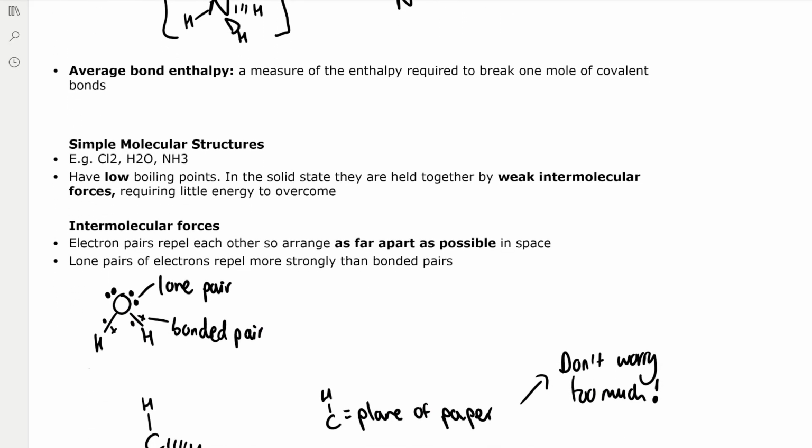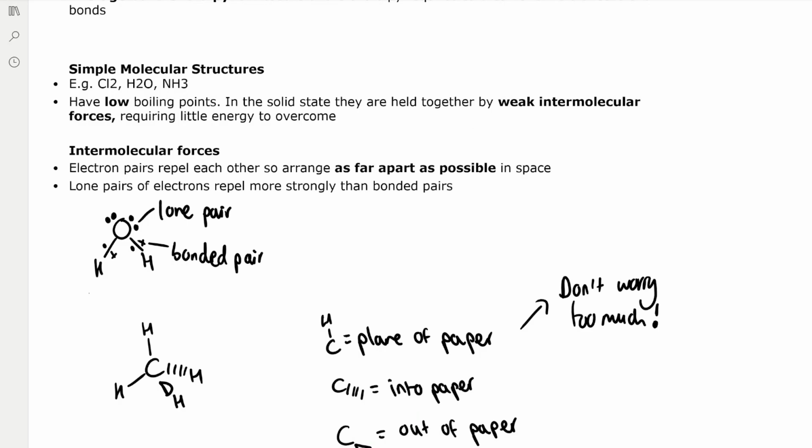Then we have simple molecular structures. For example, chlorine, water, ammonia, and they have low boiling points. In the solid state, they're held together by only weak intermolecular forces, which require little energy to overcome. Electron pairs repel each other, so they arrange as far apart as possible in space. Lone pairs of electrons repel more strongly than bonded pairs.